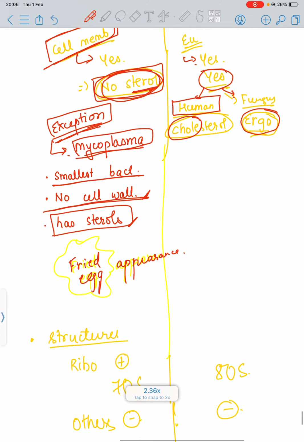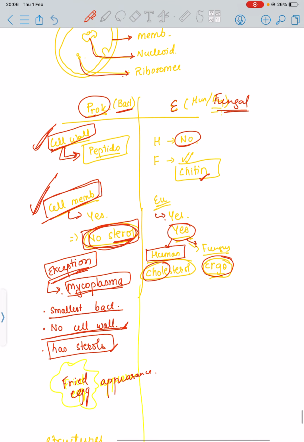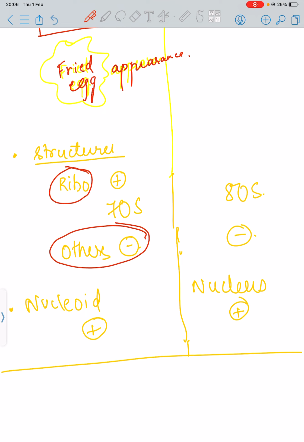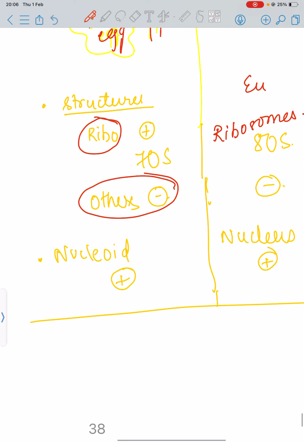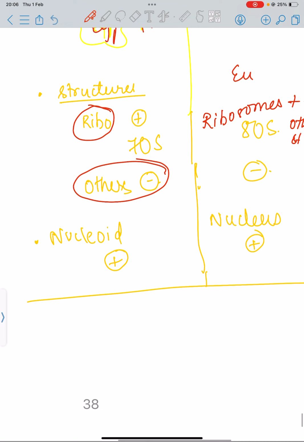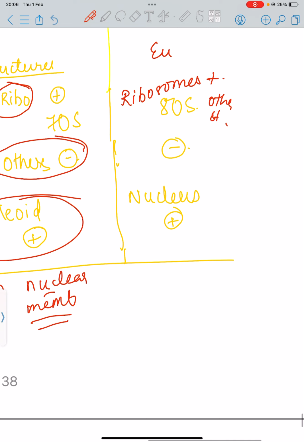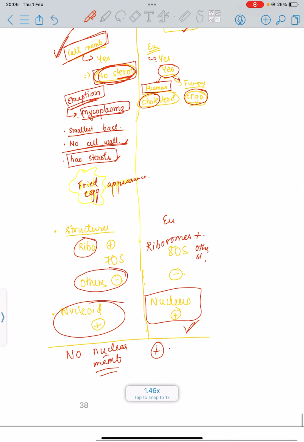Clear? So far we discussed the cell wall, cell membrane, and about the bacteria. As I said, they have ribosomes, but they do not have other structures or other organelles. But in case of eukaryotes, they have ribosomes along with other structures. Ribosomes plus other structures, okay? And talking about the chromatin or nuclear material or nucleoid, bacteria have nucleoid. They do not have nuclear membrane, but eukaryotes have nuclear membrane. That is why we say nucleus is present. Okay, this is what we learned yesterday.